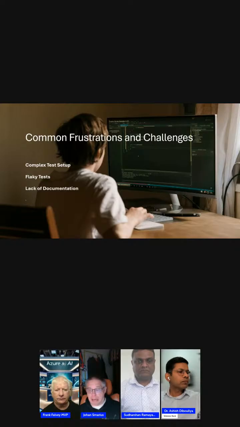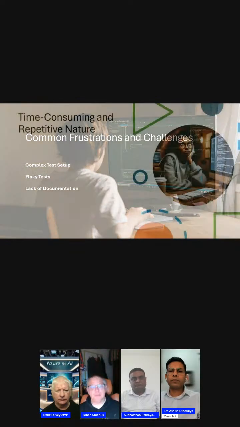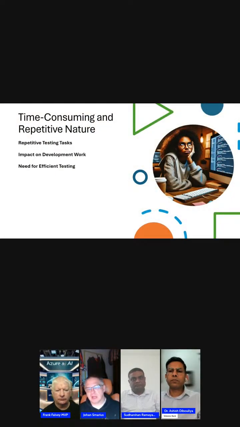And I must say I have the same experience. Getting the test set up is complex. Tests are flaky. If a site behaves a bit slower or a bit faster than you expect, things fail. If you move elements from the left to the right, things might break. And there's also a lack of documentation, so it's difficult to find your own way. It will be time-consuming and repetitive.